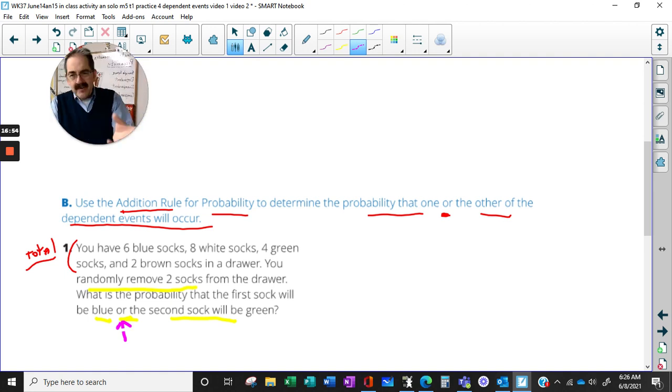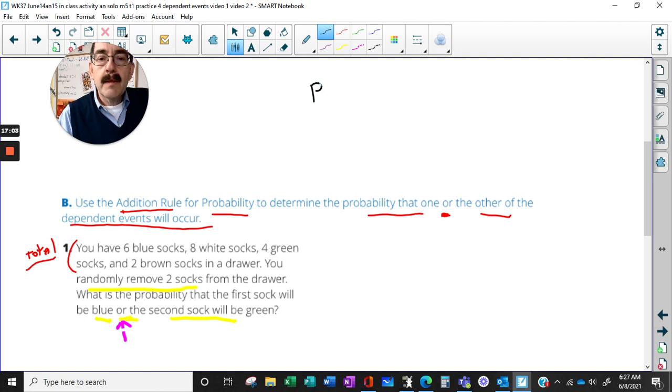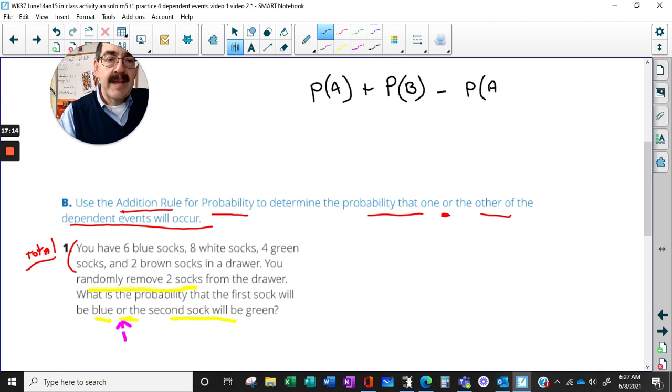Okay, if you went to the very end of the video two weeks ago, the probability of A or B is the probability of A and the probability of B minus the probability of A and B. That gives us our answer. What? What is he talking about here?